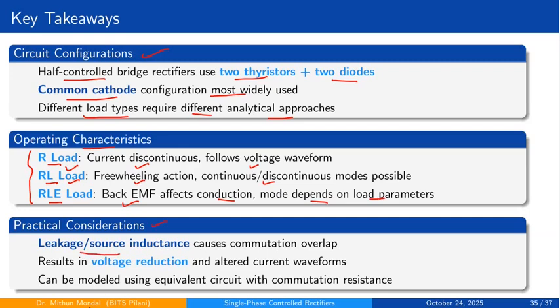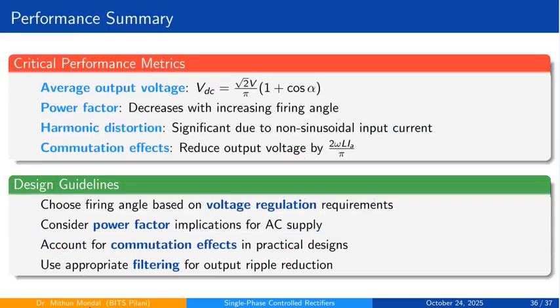Practical consideration: leakage or source inductance causes commutation overlap. So whenever you have leakage inductance or source inductance, it will cause the commutation overlap. There will be a reduction in the voltage and the current waveform will also be altered. So it can be modeled using an equivalent circuit for the commutation process, where you have a source and a resistance in series. Performance parameters: the average output voltage is given by root 2 V by pi times 1 plus cos alpha. Power factor decreases with increasing firing angle. Harmonic distortion will be significant due to the non-sinusoidal nature of the input current. The commutation effect will reduce the output voltage by a factor of 2 omega L IA by pi.